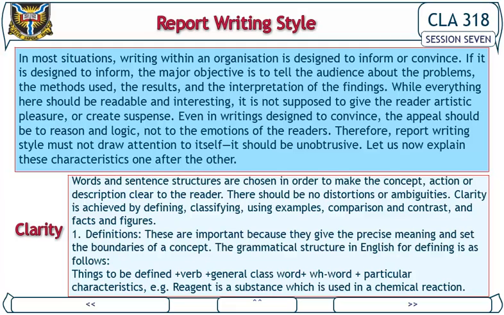Clarity. Words and sentence structures are chosen in order to make the concept, action, or description clear to the reader. There should be no distortions or ambiguities. Clarity is achieved by defining, classifying, using examples, comparisons and contrast, and facts and figures. 1. Definitions. These are important because they give the precise meaning and set the boundaries of a concept. The grammatical structure in English for defining is as follows: thing to be defined, verb, general class word, WH word, particular characteristics, e.g. a reagent is a substance which is used in a chemical reaction.